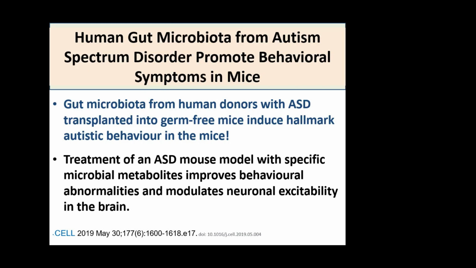Treatment of an ASD mouse model with specific microbiome metabolites improves behavioral abnormalities and modulates neuronal excitability in the brain. When they checked the brain, the brain behavior also improved. This is a very, very interesting finding, and it's not very new. It's only 4 years ago, May 2019.